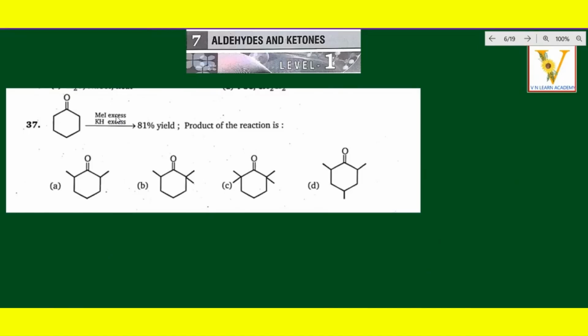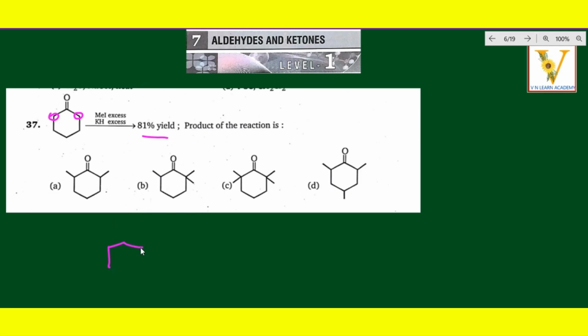Combined with excess methyl iodide along with a strong base, that is potassium hydride, that is also in excess. So you are getting the product with 81 percent yield. So what is the product? First and foremost, this is a keto group. Next to it, the acidic hydrogen is available. So the acidic hydrogen is completely replaced by a methyl group. Come on, let me explain for you.